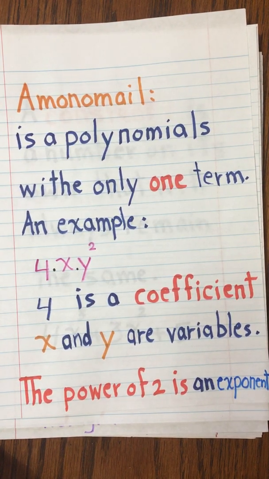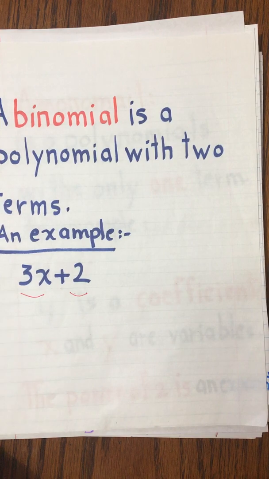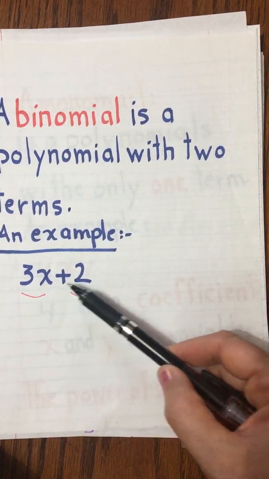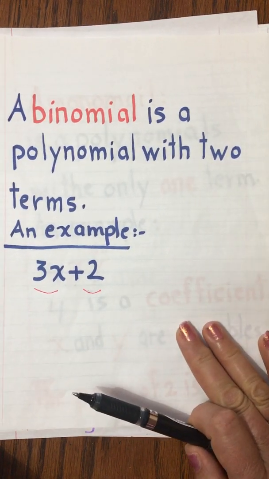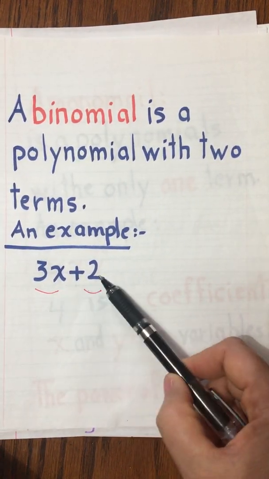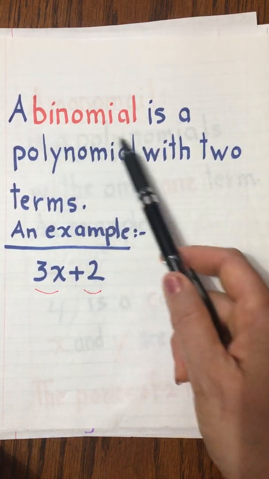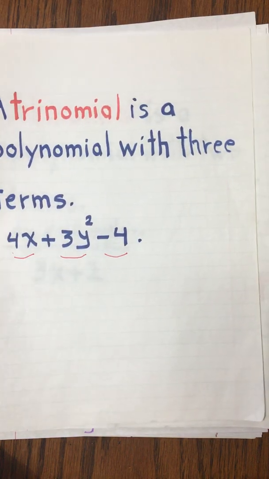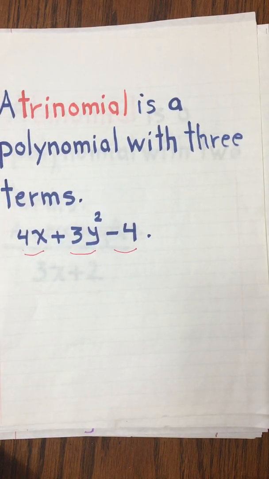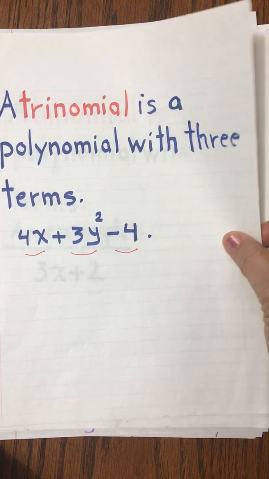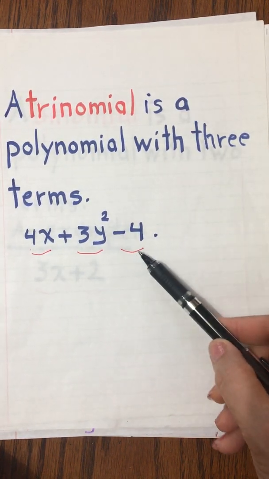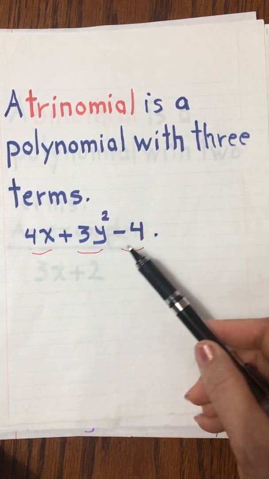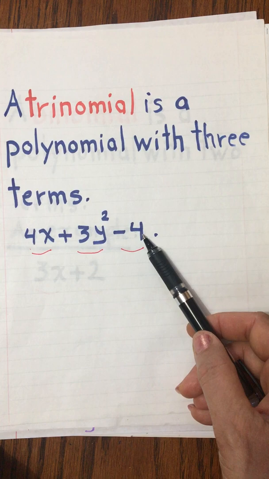The second type of polynomial is a binomial. A binomial is a polynomial with 2 terms, like 3x plus 2. So it has 1 term, 2 terms. So 2 terms means we're going to call it a binomial. The third type is a trinomial. A trinomial is a polynomial with 3 terms. So 4x plus 3y squared minus 4. The first term is 4x, the second term is 3y squared, the third term is negative 4.